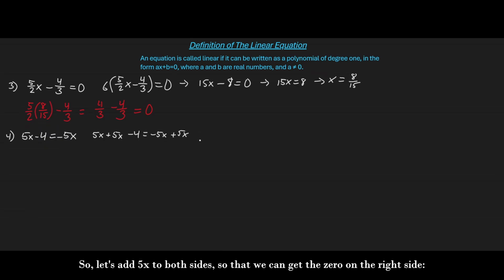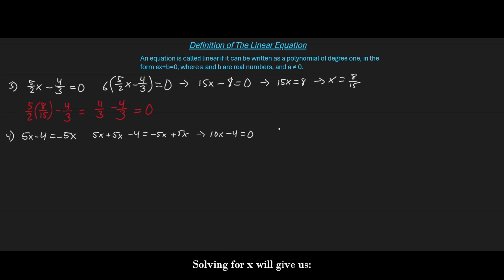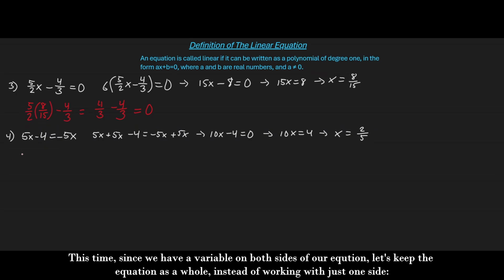We'll have 5x plus 5x minus 4 equals negative 5x plus 5x. This becomes 10x minus 4 equals 0. Solving for x will give us 10x equals 4, which becomes x equals 2/5. Let's plug 2/5 into our equation and see if it works. This time, since we have a variable on both sides of our equation, let's keep the equation as a whole instead of working with just one side.